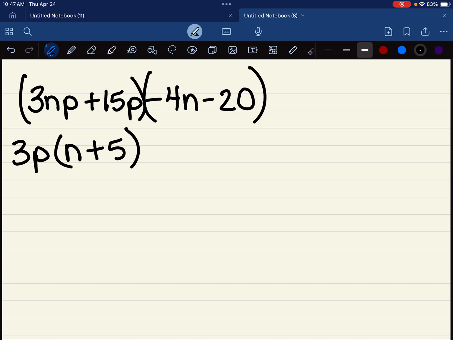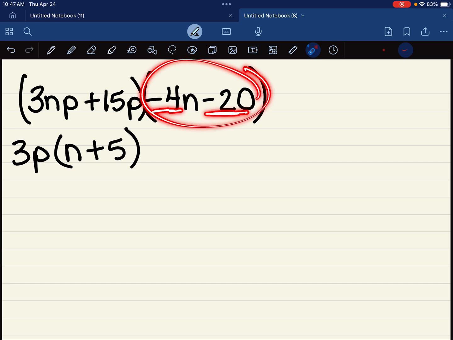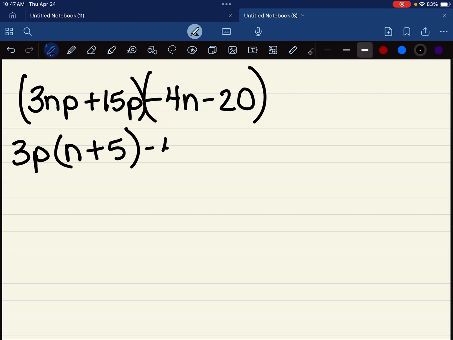So I want to be left with N plus 5 when I factor negative 4N minus 20. What would I divide this by to be left with N plus 5? Negative 4, because that would change it to a positive. So if I factor out negative 4, I would be left with N minus 5, because negative 20 divided by negative 4 is positive 5. When it's all positives, you tend to not have problems, but when they start throwing in some negatives, you just have to be careful with your signs.